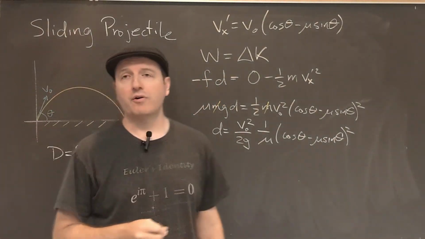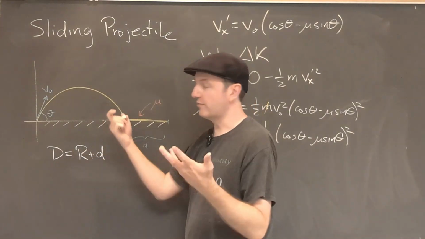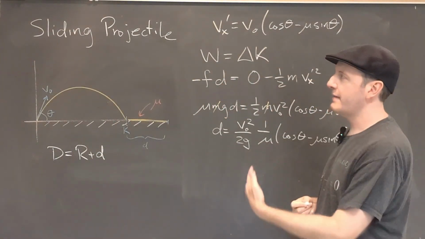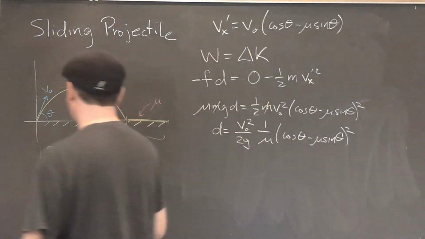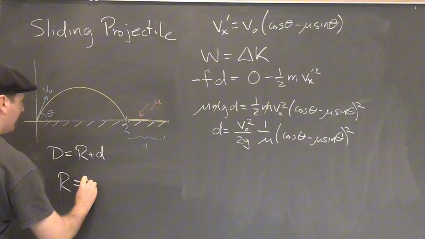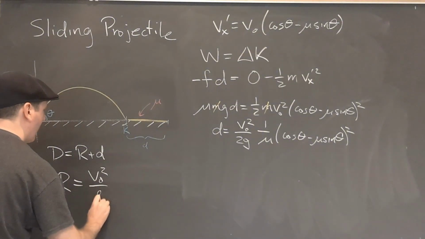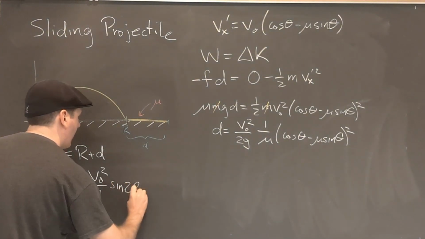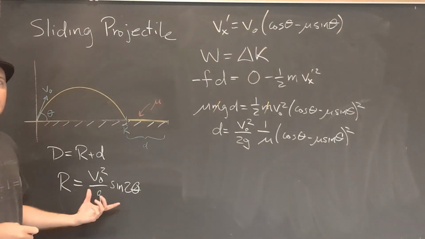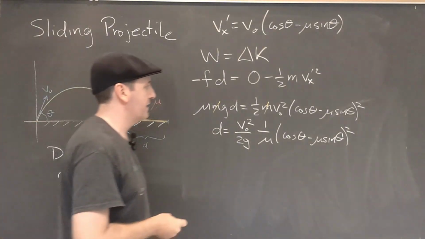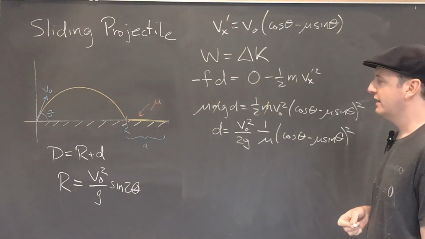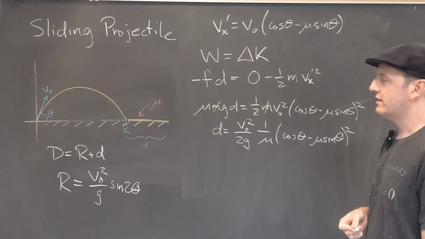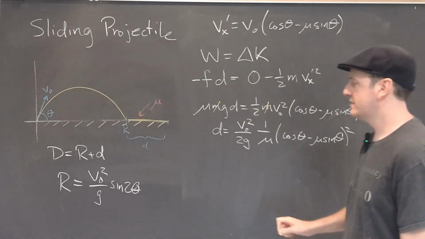All right, now for our total distance, total range, if you want to call that, I need to add back in the range of my projectile. Now, we've done this numerous times before, so I'll just remind you that the range of a projectile is v naught squared over g times sine of twice the launch angle, so sine 2 theta.